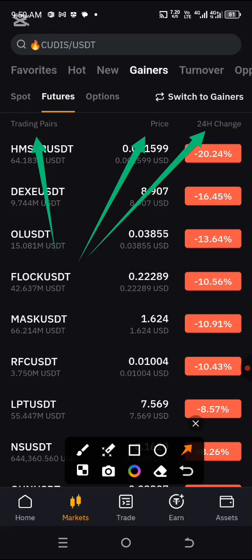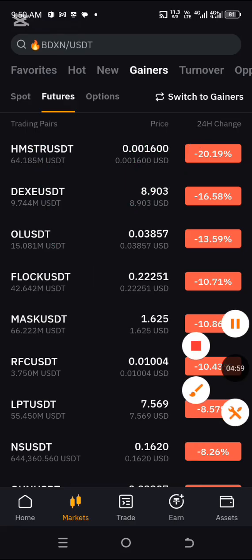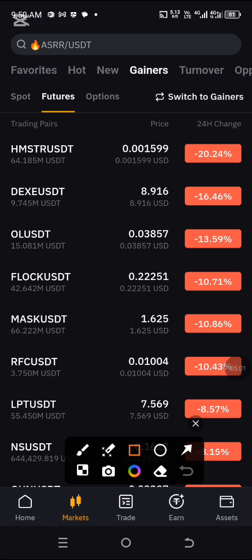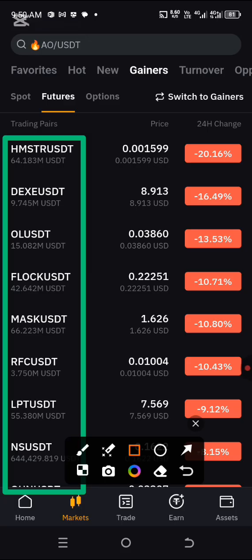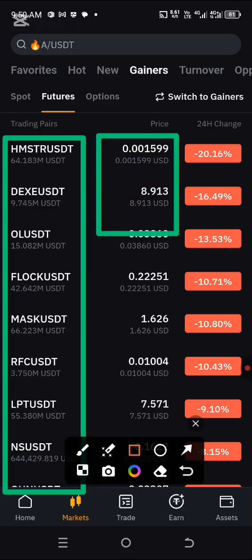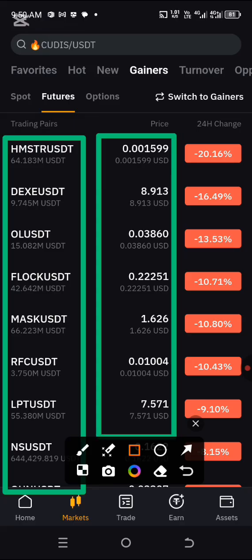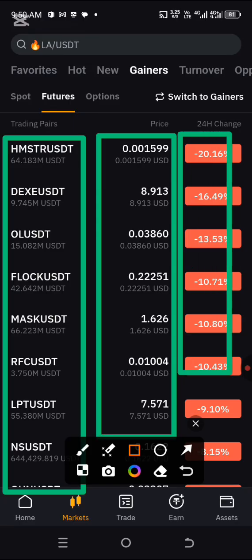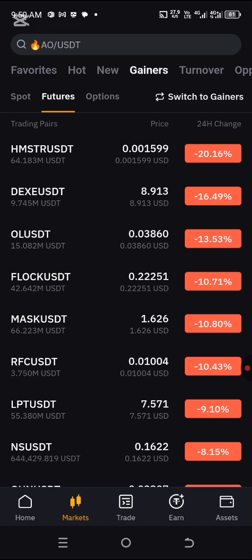All right, so the whole of these things you are seeing here are trading pairs, and these ones are the price of the pairs, the price of the coin you are buying. And here, this is the gain, the percentage losses or gains that the particular coin or market is at right now. All right, so you can also switch it back to gain.